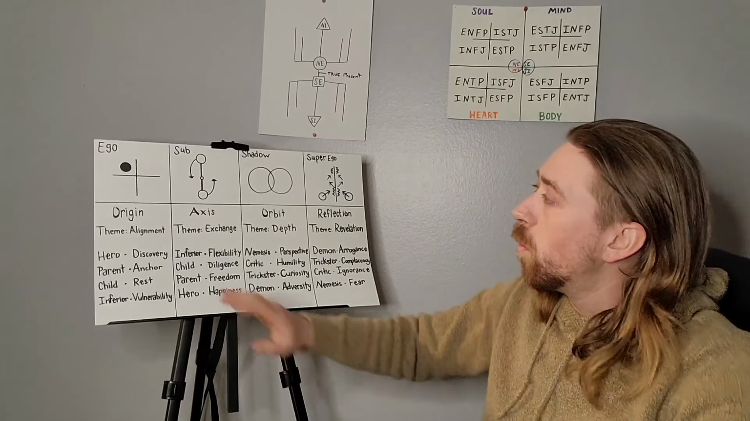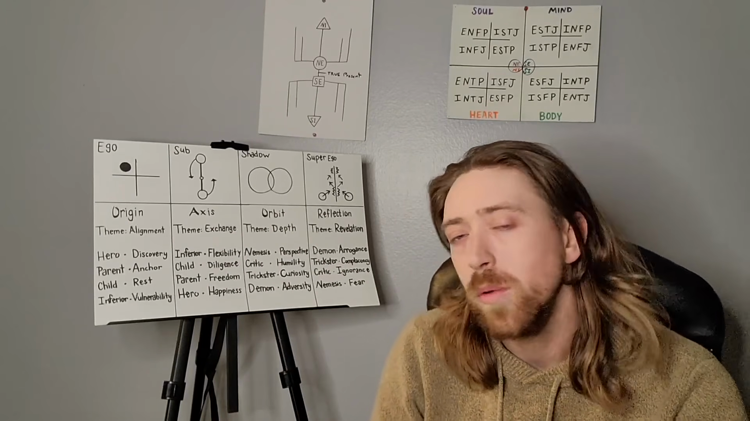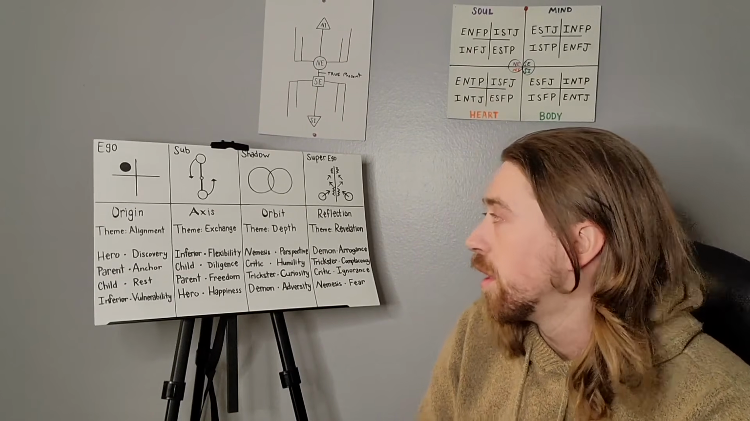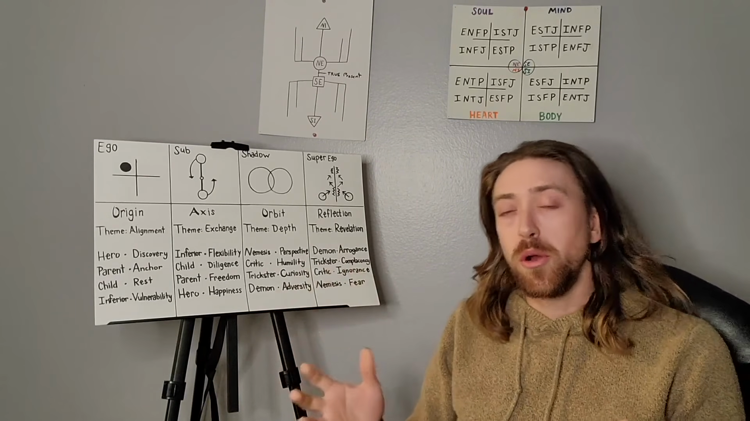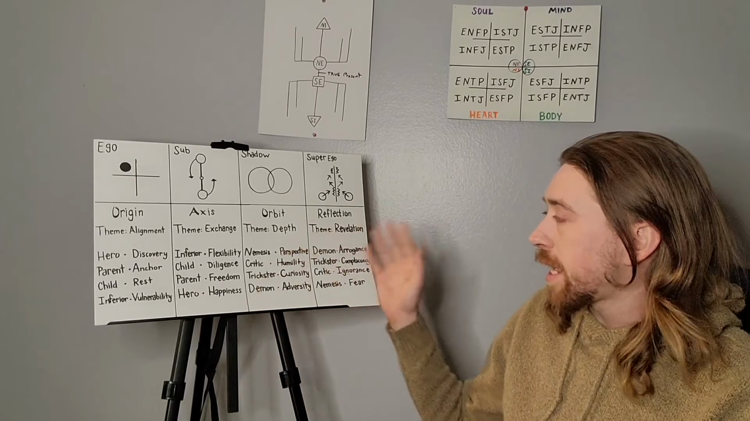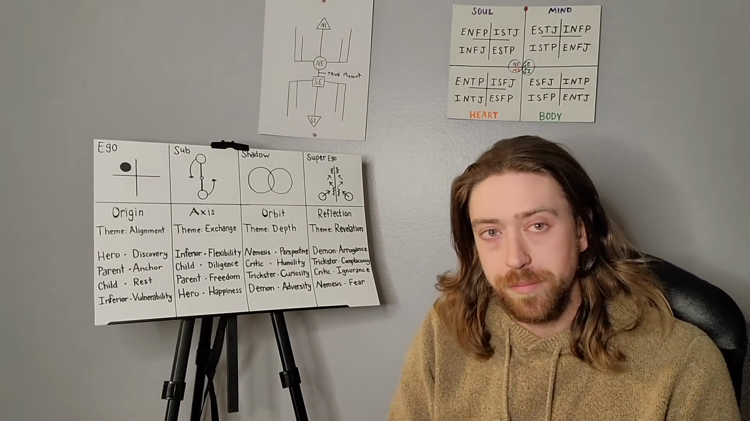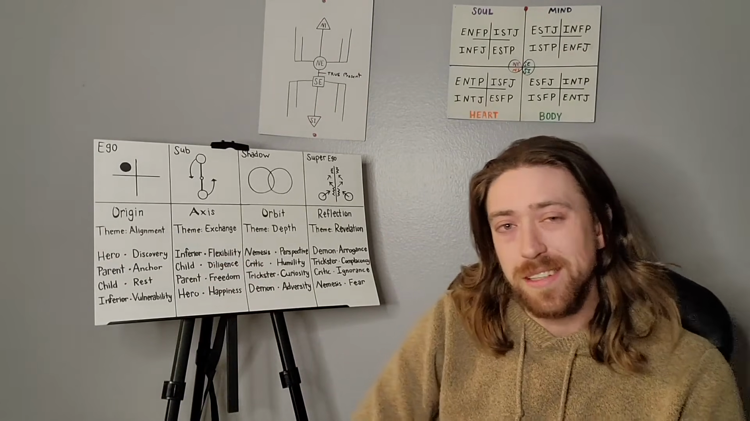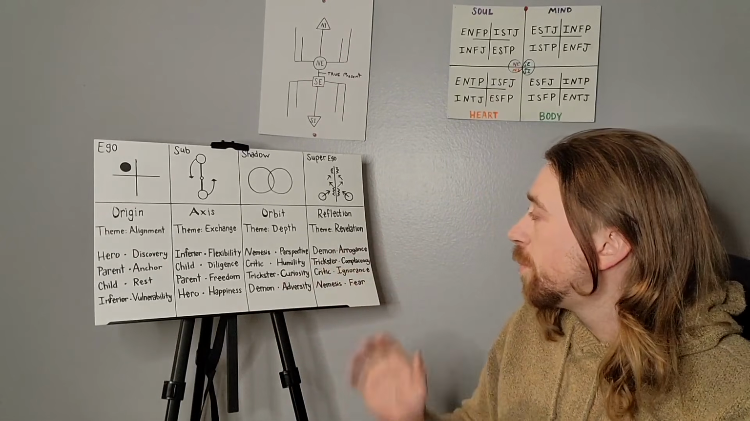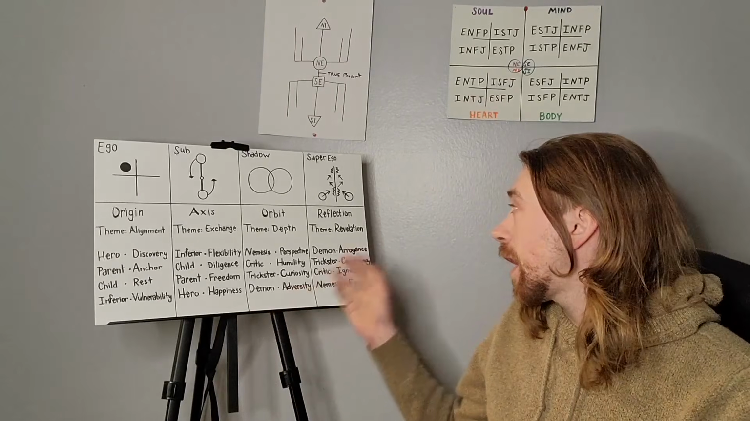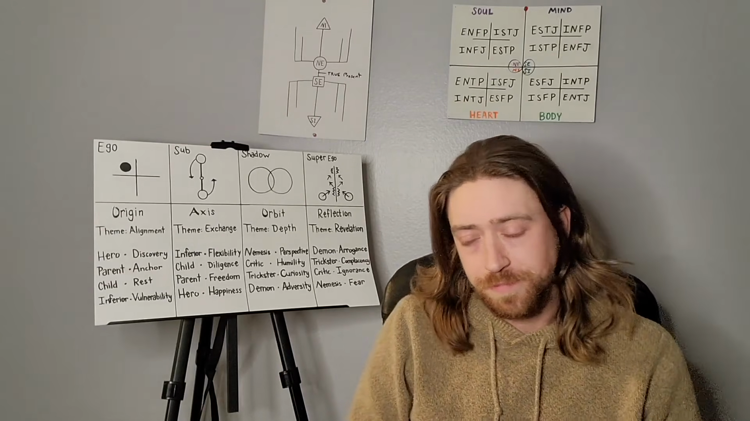Now, with these four sides, they each have kind of a theme in which they are interacting. There's a bigger, wider scope theme, which is axis, orbit, reflection, and origin. And then there is a smaller scope theme. So for the ego, the theme is alignment. The axis, the theme is exchange. Orbit, the theme is depth. And superego, the theme is revelation.